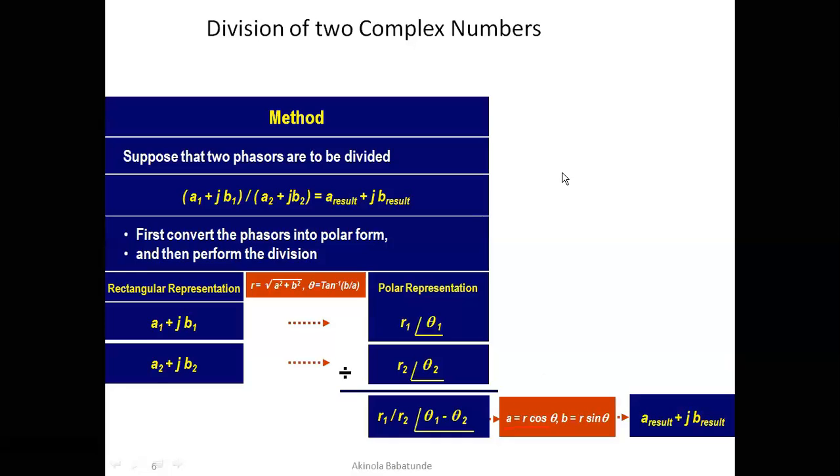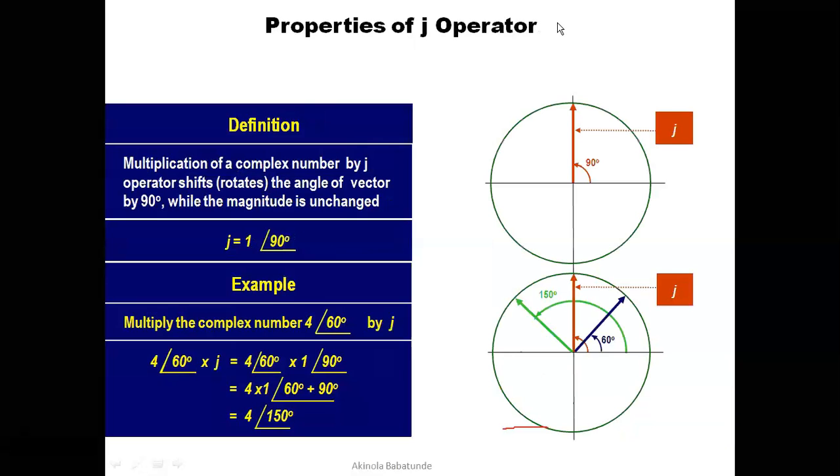So let's take it a step further and see other important things to discuss. Properties of the J operator. This is important. The J operator is a complex term that we use to define an imaginary term in complex representations. Multiplication of a complex number by the J operator shifts or rotates the angle of the vector by 90 degrees, while the magnitude is unchanged. The magnitude remains unchanged.